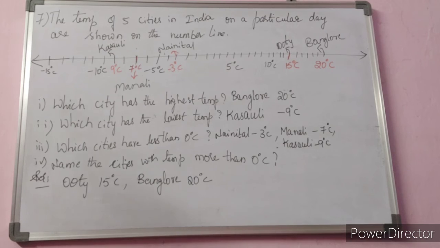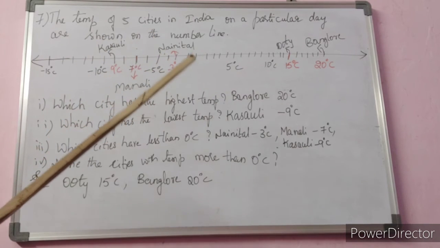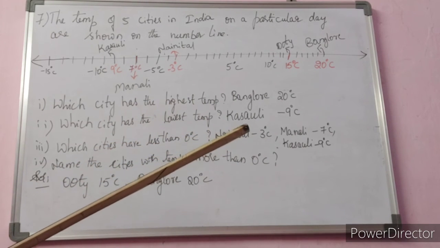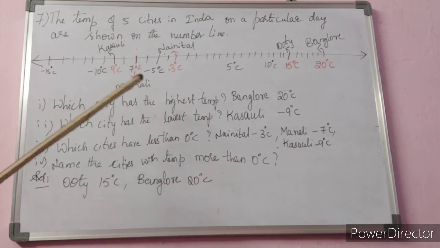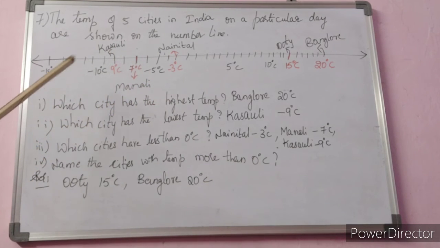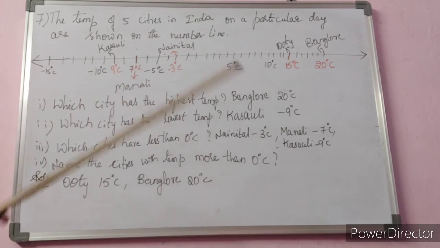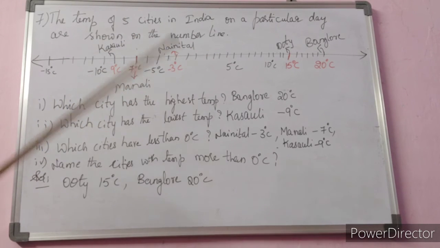The next one is, the temperatures of 5 cities in India on a particular day are shown on the number line below. See here we have from -15 degrees Celsius to 20 degrees Celsius. The first question is to name the cities which are marked on the number line. They are Kasauli, Manali, Nainital, Ooty and Bangalore. These are the 5 cities mentioned on the number line.